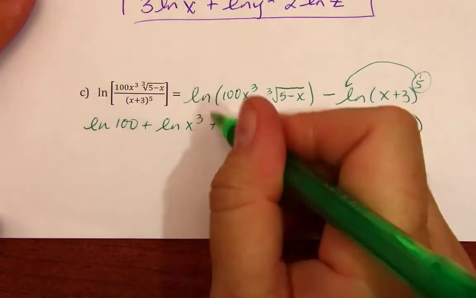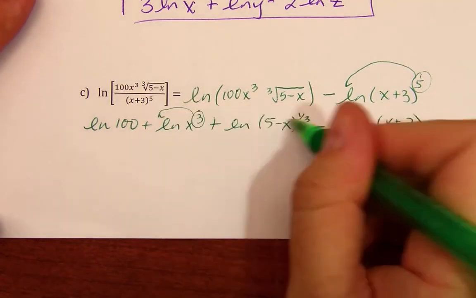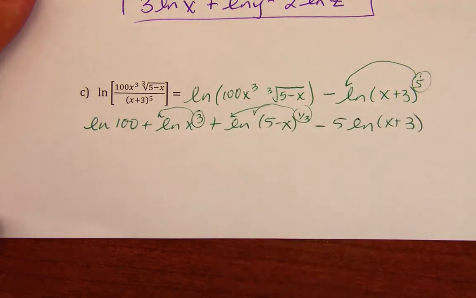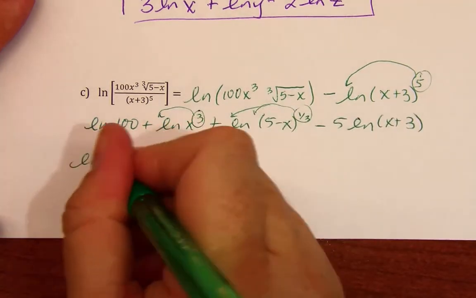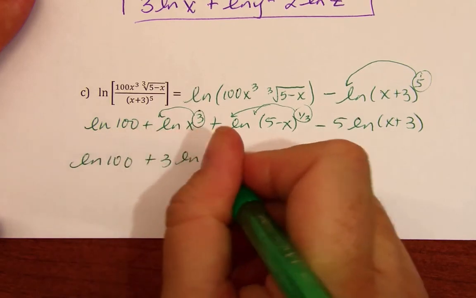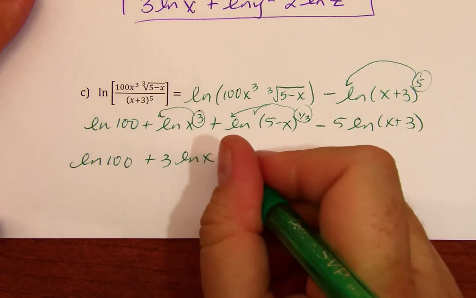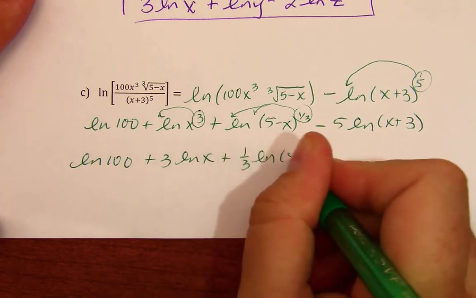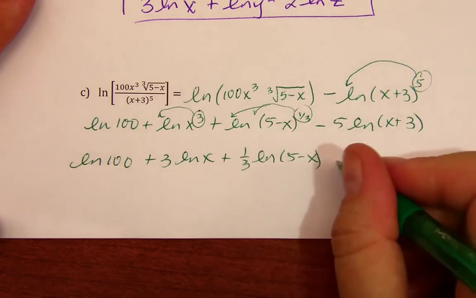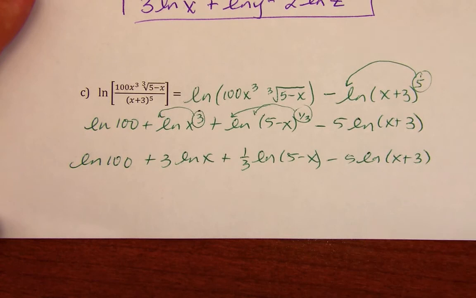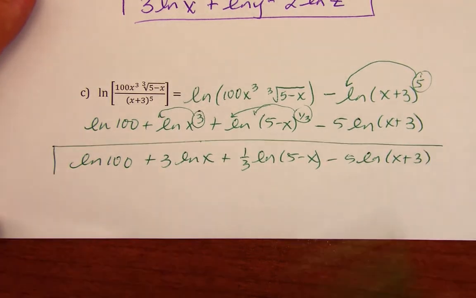Now the only thing we have left to do is to move some exponents out front, and then we're done. So I have natural log of 100 plus 3 natural log x plus 1/3 natural log 5 minus x minus 5 natural log x plus 3. And that's it. That would be our final answer.